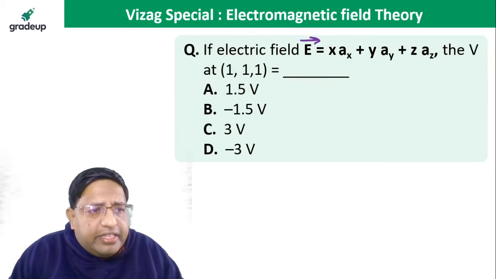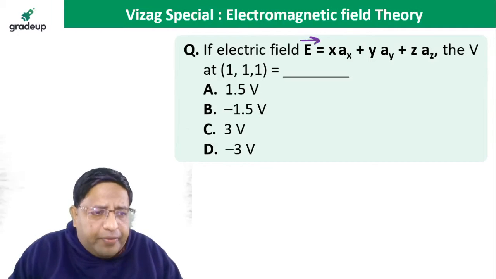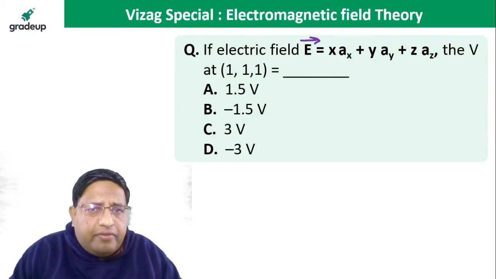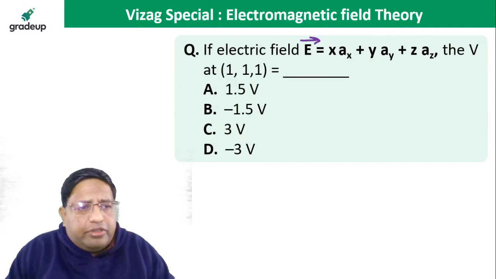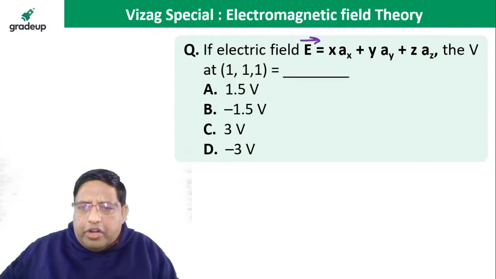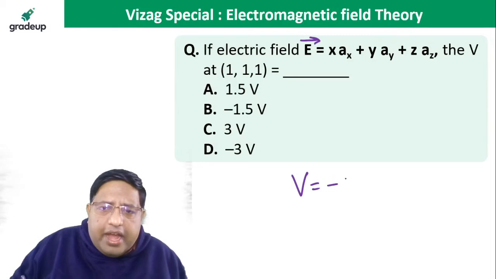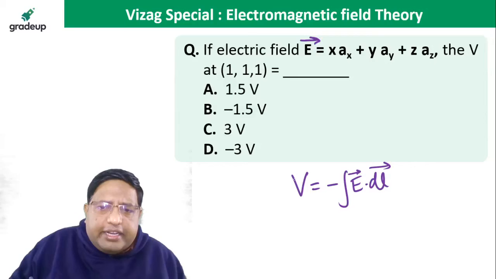It is also a very easy question. Electric field vector is given. You have to calculate the electrical potential at 1, 1, 1. Very easy question. Try to give the answer to this question. You already know electric potential is minus integral of E dot dl. E dot dl gives the electric potential.